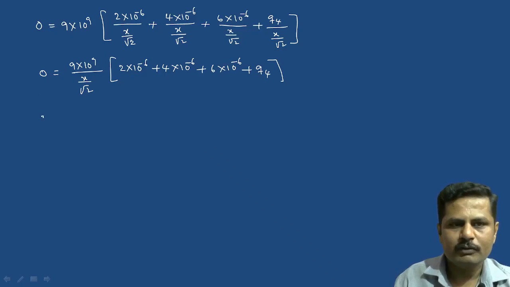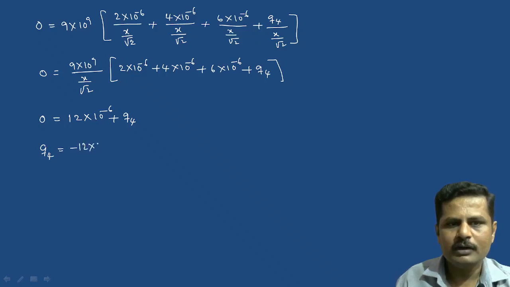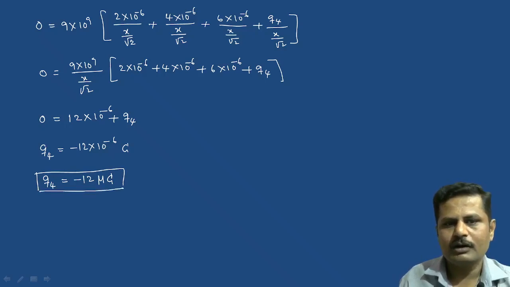So therefore we could get 0 equals 2 plus 4 plus 6, that is 12 into 10 raised to minus 6, plus Q4. So the value of Q4 is equal to minus 12 into 10 raised to minus 6 coulomb. That is, Q4 must be minus 12 microcoulomb.